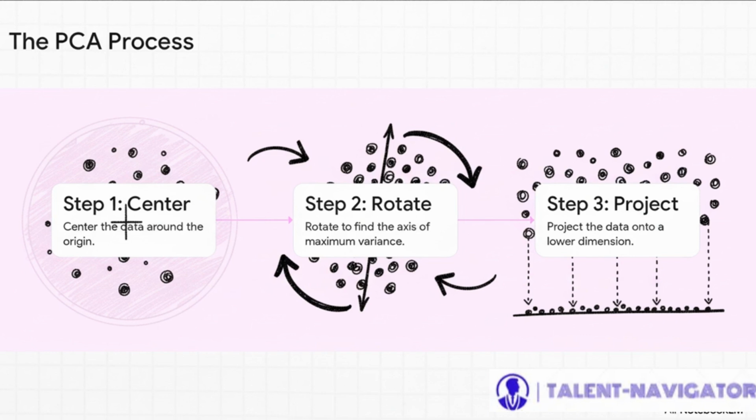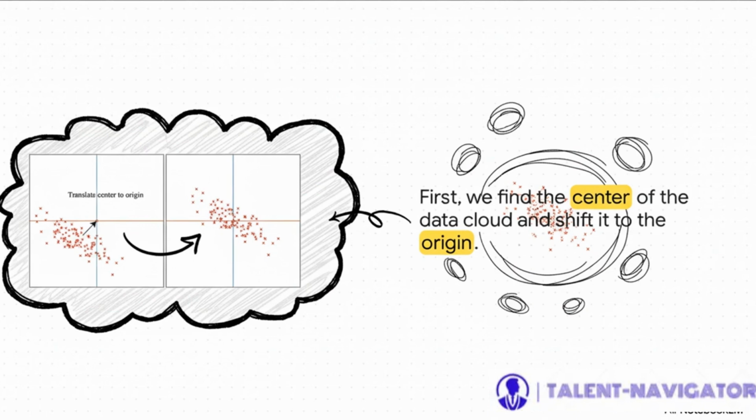First, you center the data. Second, you rotate it to find the maximum variance. And third, you project it onto a new, lower dimension. Let's just quickly walk through each one. Okay, step 1, centering. Just imagine all of your data points floating in space, forming a kind of cloud. The very first thing PCA does is find the exact center of that cloud and just moves the whole thing so that its center is at 0. This is really just getting everything lined up for the main event.